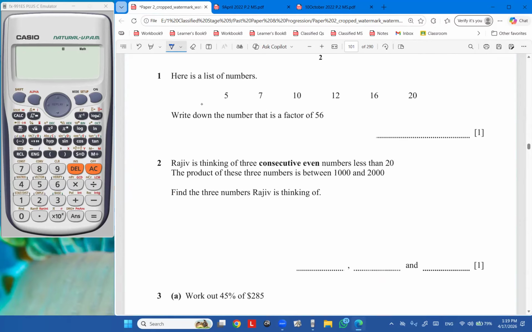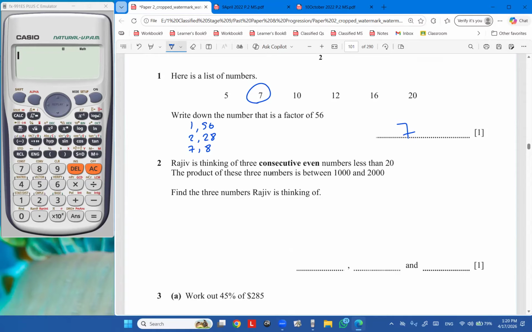Here is a list of numbers. Write down the number that is a factor of 56. So you're going to find that the only number that is a factor of 56 is 7. And factors here mean the numbers that you can multiply by each other in order to get a product of 56. For example, 1 and 56, both of them are factors, like 2 and 28, both of them are also factors. Also, 7 and 8 are factors. All right, so let's continue.